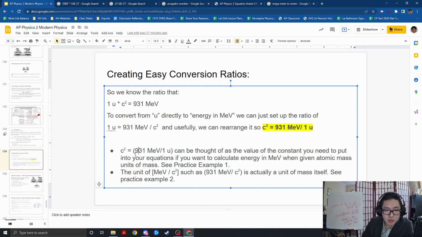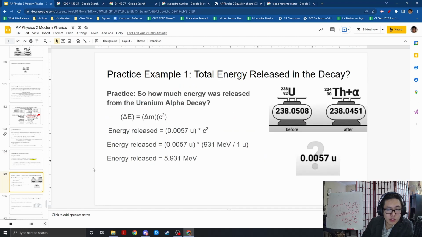All right. So let's actually apply this in practice. Example 1 uses the c squared as mega electron volts per 1 atomic mass unit, versus another practice problem where we will just be given the mass in mega electron volts per c squared. All right, so I will show you both how that works in these upcoming problems.